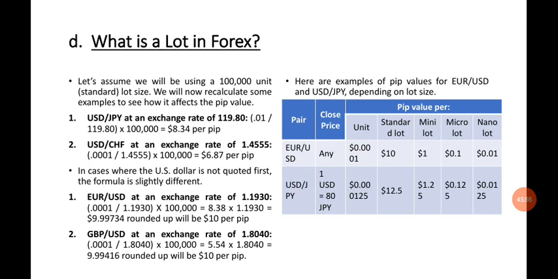In cases where the United States dollar is not quoted first, the formula is slightly different. In this case, you can see the US dollar is now the counter currency or quote currency, not the base currency like we did in the first and second examples, the US dollar Japanese yen pair and US dollar Swiss franc pair. So this is how to calculate it. Euro US dollar at an exchange rate of 1.1930. Again, the 0.0001 pip movement is now divided by 1.1930 times your 100,000 units, which is your standard lot, will now be equal to 8.38 times 1.193, which will now be equal to $9.99734, rounded up to about $10 per pip.